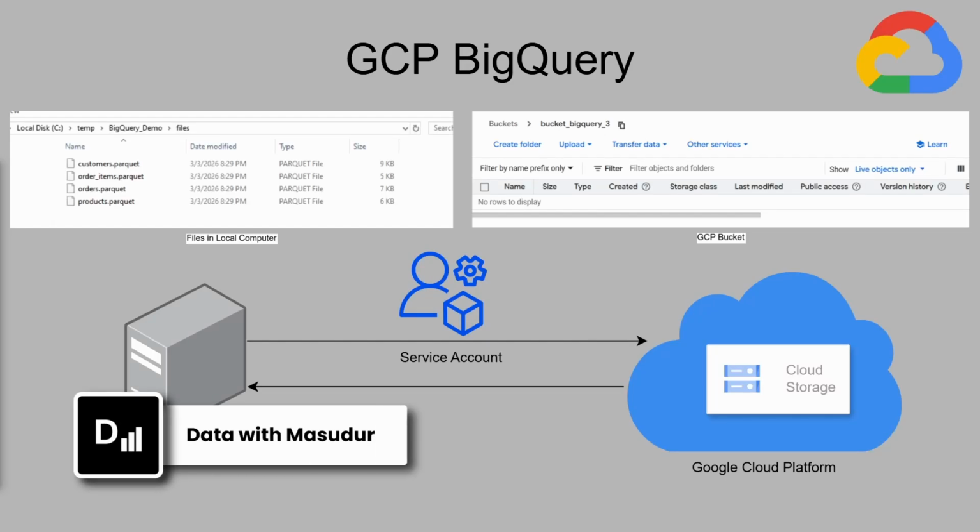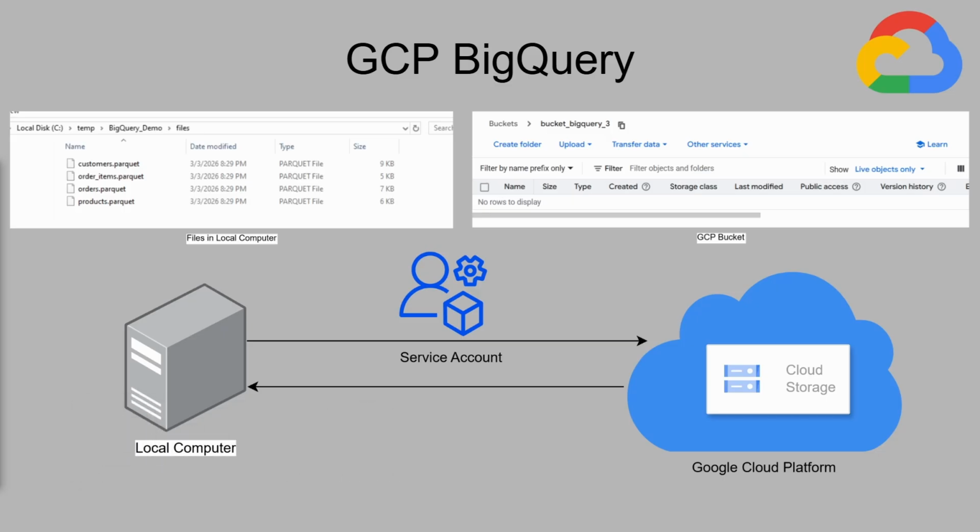Today we are exploring how to bridge the gap between your local environment and the cloud by automating file uploads to cloud storage. As you can see here, we have 4 Parquet files on our local computer: customers, order items, orders, and products. Currently our target bucket BigQuery 3 is completely empty. We want to move these files efficiently so they are ready for BigQuery analysis.